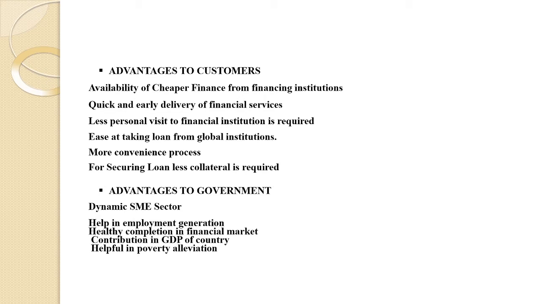Advantages to customers, advantages to government. What is the advantage to government? Employment generation. Banking system is computerized. There is a need for back-end operations, application generation, transaction processing. For this purpose, banks have given the work to private software companies. So, software companies recruited people like you, and employment is generated.